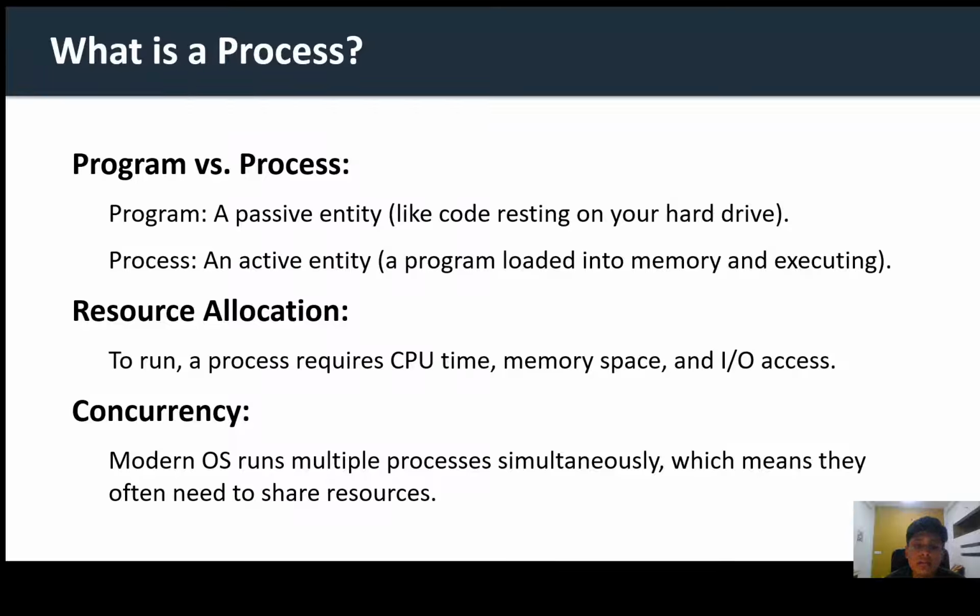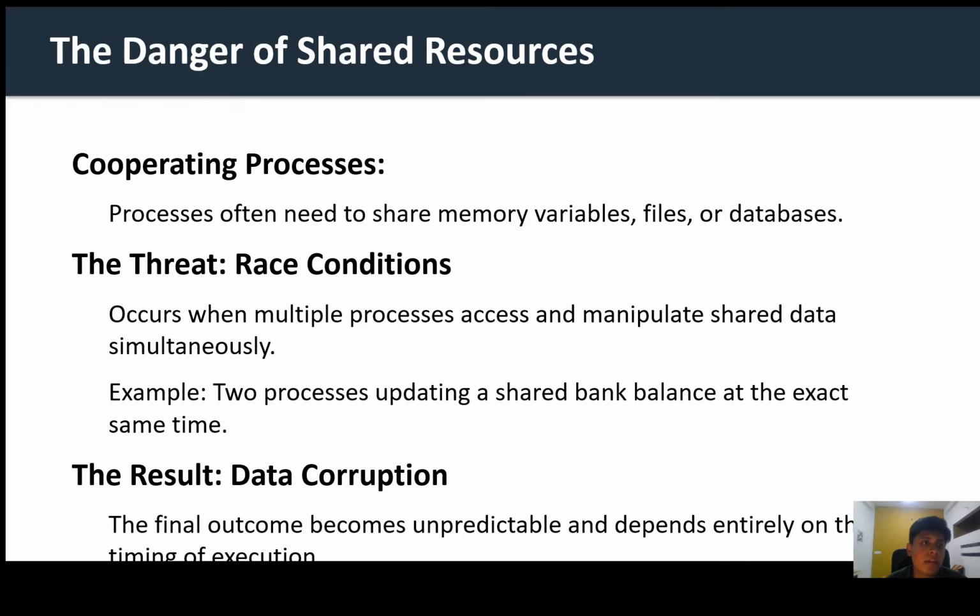Now we have concurrency. Modern operating system runs multiple processes simultaneously, which means they often need to share resource, right? Now we have dangers of shared resource. Sharing resource sounded efficient, but it is dangerous also. How? Let's understand the cooperating process, then we discuss the race condition. The cooperating process often need to share memory, variable, file or database. Now we have threat, race condition.